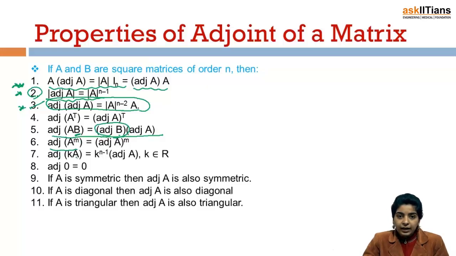Adjoint of kA is equal to k raised to the power n minus 1 into adjoint of A, where k belongs to the set of real numbers. Here n is the order of the matrix A. Adjoint of 0 is simply 0. If A is symmetric, then adjoint A is also symmetric. This is quite obvious. Again, if A is diagonal, then adjoint of A is also diagonal, and if A is triangular, then adjoint of A is also triangular. So these properties are quite important. Basically these two are very important, second and third.